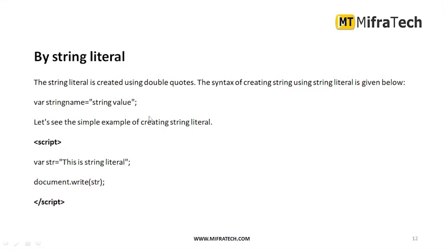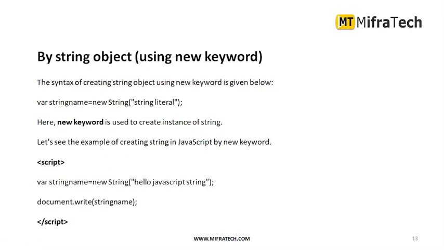The example, the script has been written the same, where this is a string literal, and the print statement was document dot write str. By string object, using a new keyword, we are creating a string name, new String, hello JavaScript string. Document dot write string, it will be displayed as hello JavaScript string.